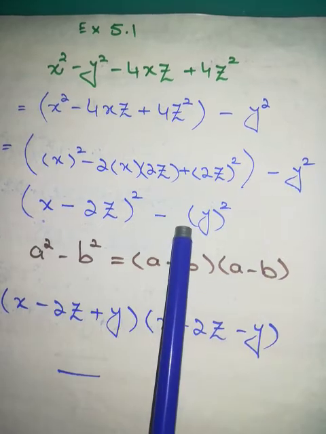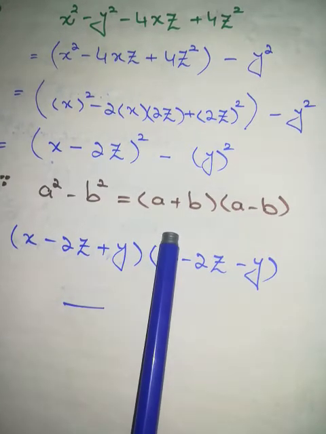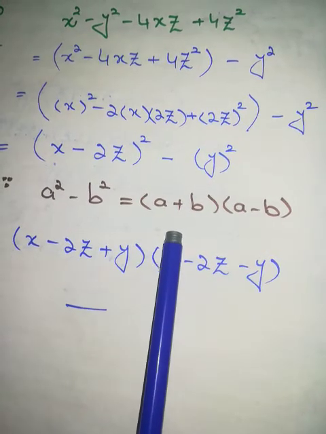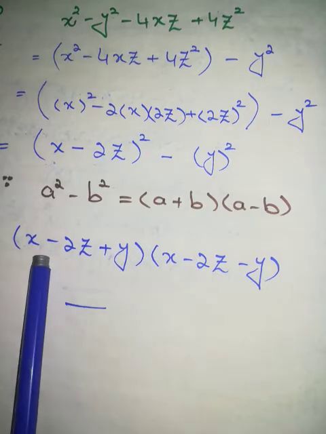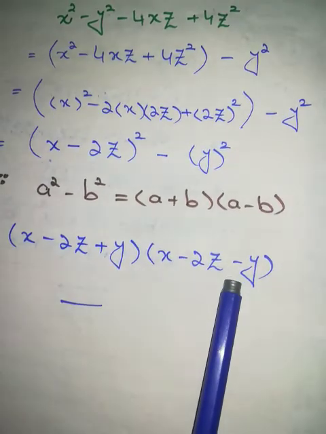Minus, convert it also into whole square form, so y square. By using this identity, a square minus b square, one factor with a positive sign between them and one factor with a negative sign between them. So we convert it into one factor with a positive sign between them and one with a negative sign between them.